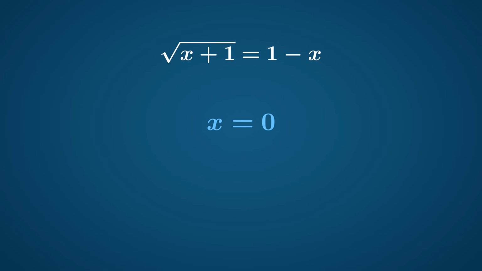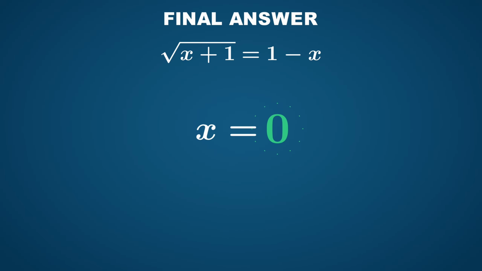Next, let's test x equals 0. On the left side, 0 plus 1 is 1, and the square root of 1 is 1. On the right side, 1 minus 0 is 1. Both sides equal 1, so this works. Our final answer is x equals 0.